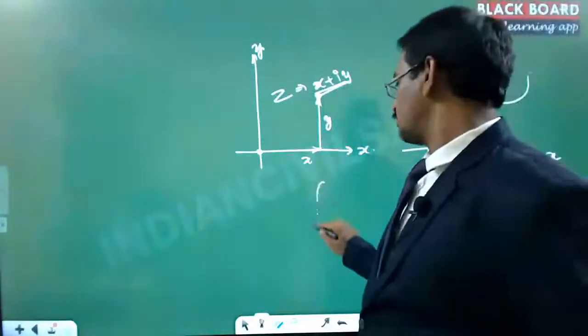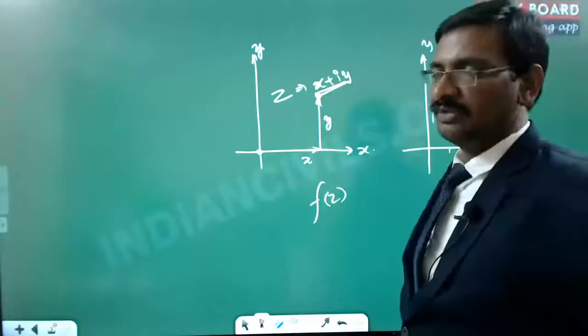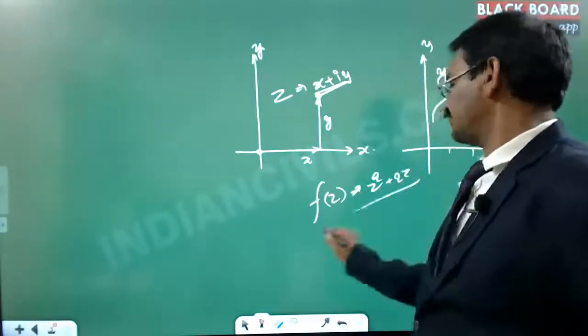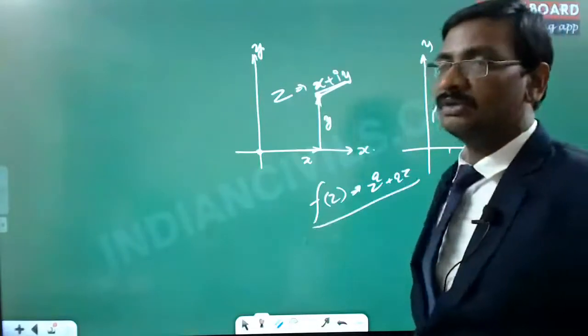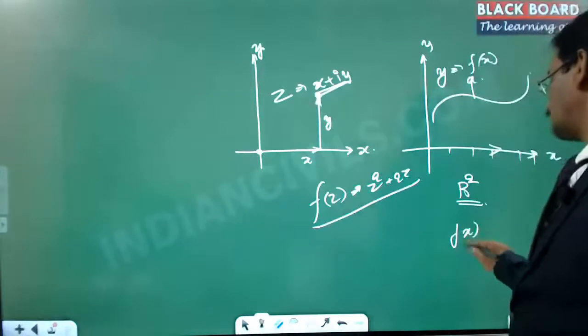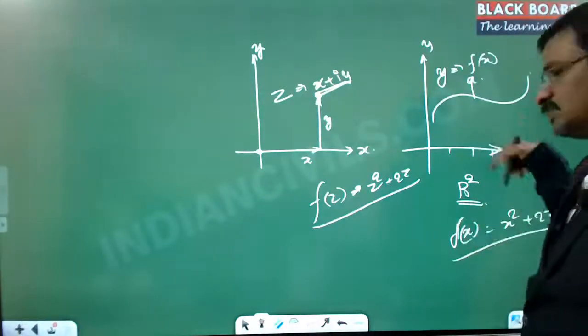suppose I have a function f of z, where z is given by x plus iy, then f of z is equal to z square plus 2z. Let us say this is the function. Now z is a complex variable, it's not a real variable. In case we have f of x is equal to x square plus 2x, we know how to draw this in a two-dimensional system.